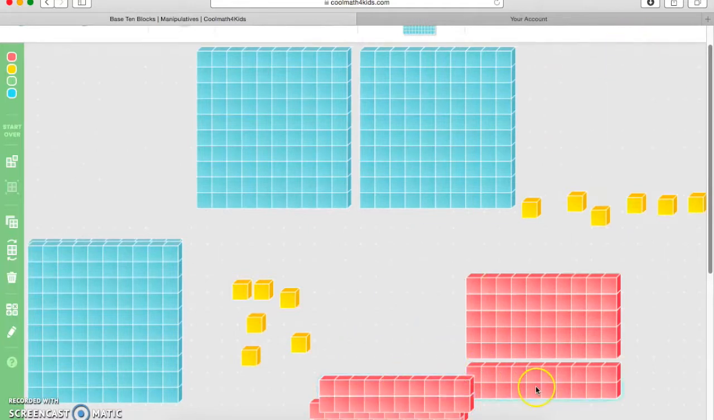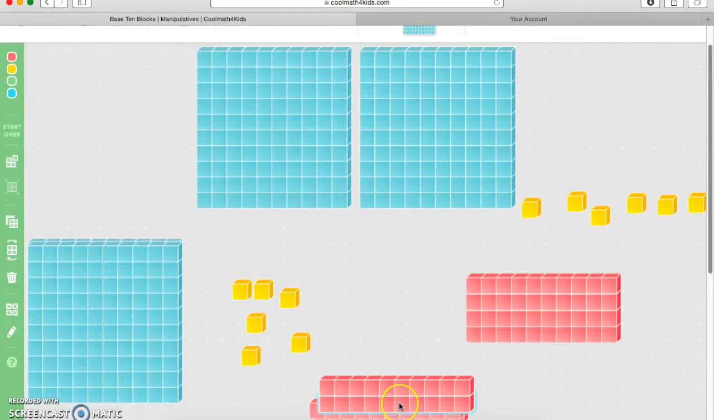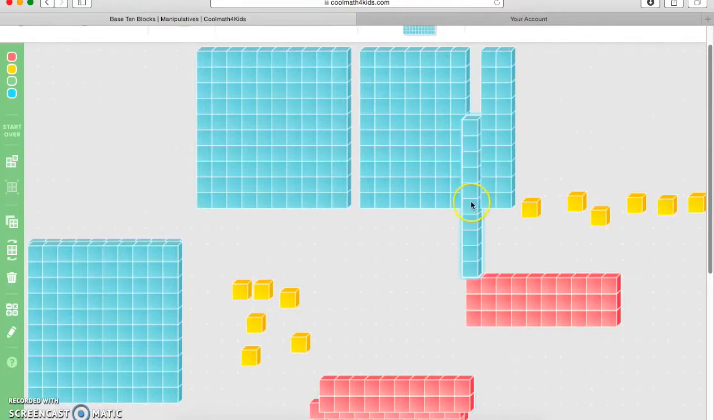We'll do the same from here. 1, 2, 3, 4. But then because we have to subtract 3 more tens and we have none left over, we have to break up one of our hundreds blocks. So we will subtract 3 more from our hundreds block.